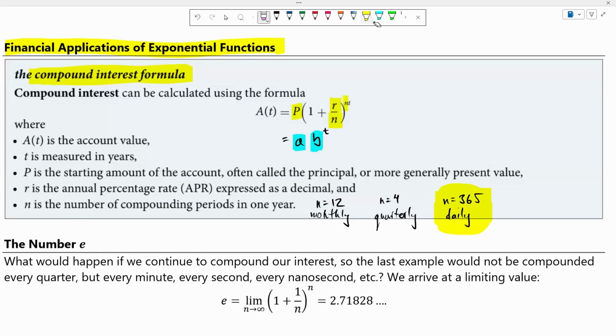Okay, there's, so for example, n equal 52. This might not look like anything, right? But there are 52 weeks in a year. Okay, so on and so forth. Okay, moving along.